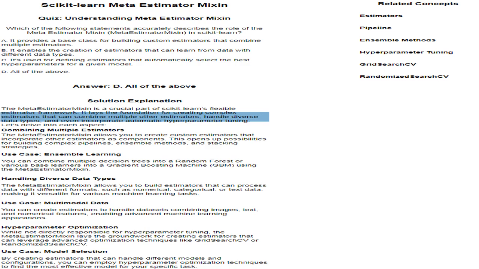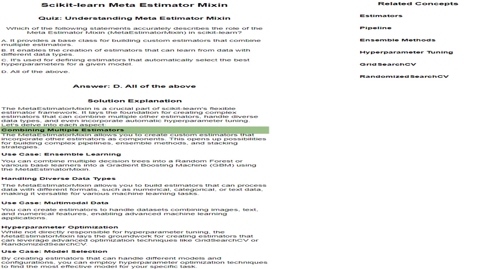All of the above. Estimators. Estimators are fundamental building blocks in scikit-learn. They represent algorithms capable of learning patterns from data and making predictions. Examples include linear regression, decision trees, and support vector machines. In a linear regression model, the estimator learns the coefficients of a linear equation to best fit the relationship between independent and dependent variables.